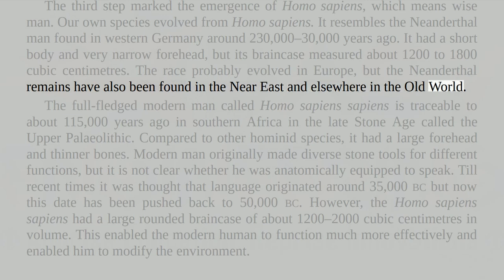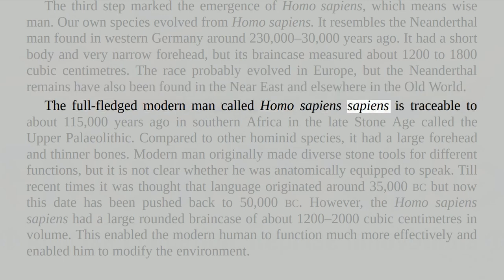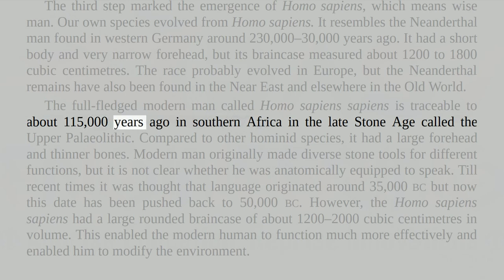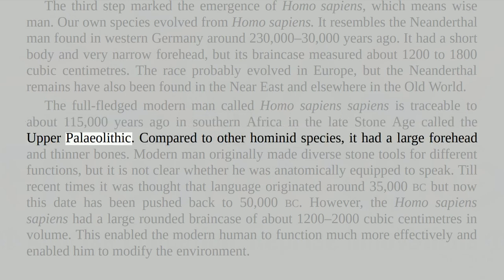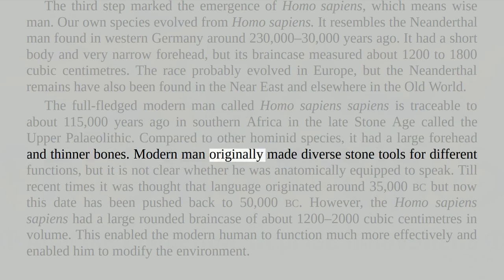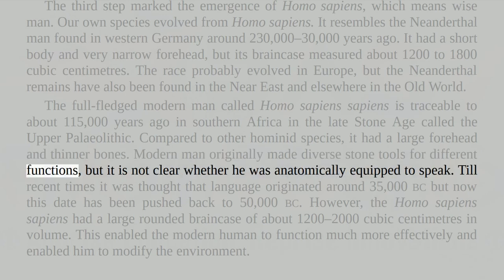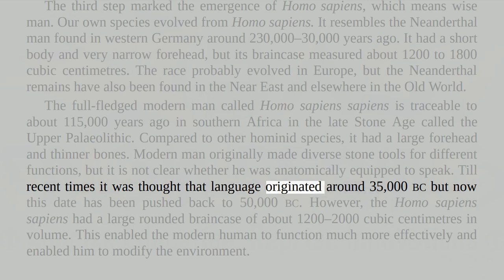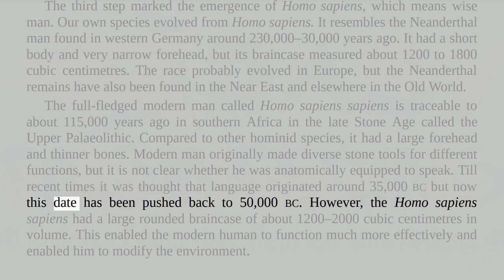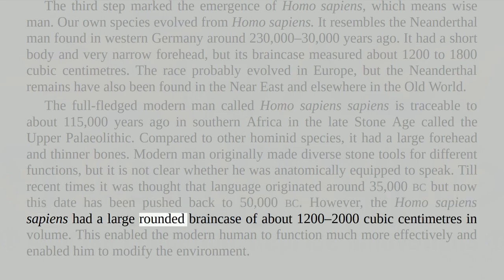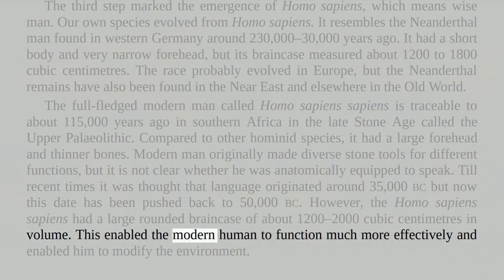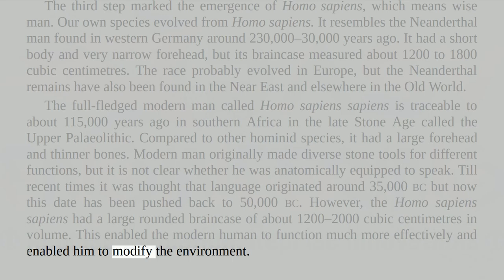in the Old World. The full-fledged modern man called Homo sapiens sapiens is traceable to about 115,000 years ago in southern Africa in the late Stone Age called the Upper Paleolithic. Compared to other hominid species, it had a large forehead and thinner bones. Modern man originally made diverse stone tools for different functions, but it is not clear whether he was anatomically equipped to speak. Till recent times it was thought that language originated around 35,000 BC, but now this date has been pushed back to 50,000 BC. However, the Homo sapiens sapiens had a large rounded brain case of about 1,200-2,000 cubic centimeters in volume. This enabled the modern human to function much more effectively and enabled him to modify the environment.